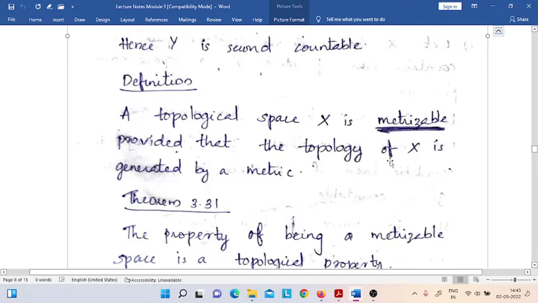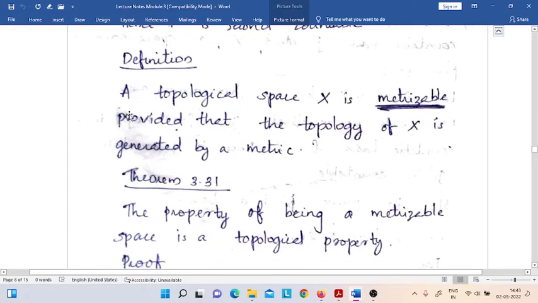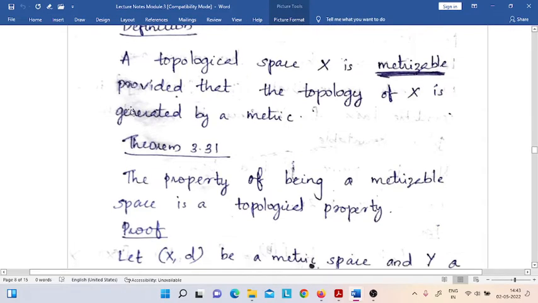The topological space X is a metrizable space if there exists a metric on X that can generate the topology of X. And here we are going to see that the property of being metrizable is a topological property.